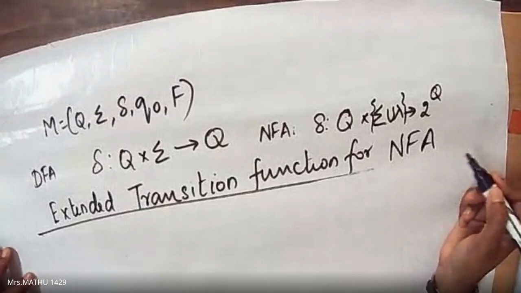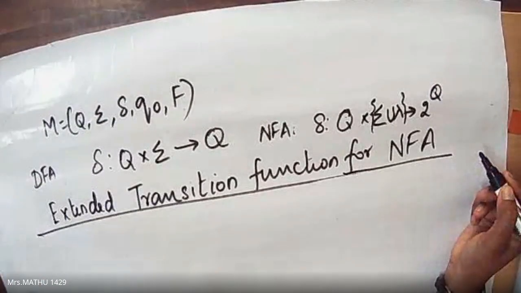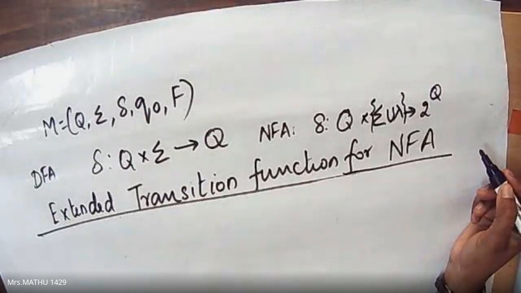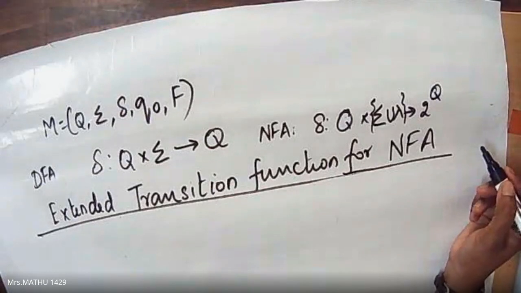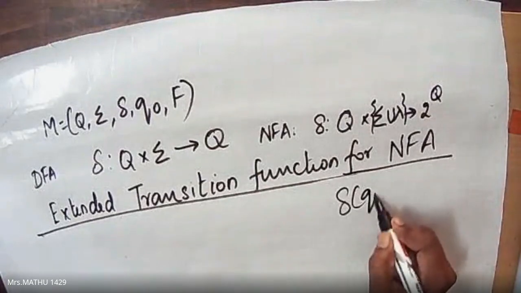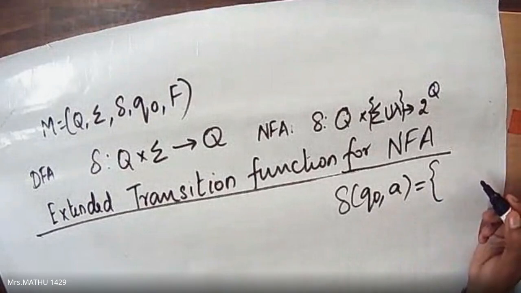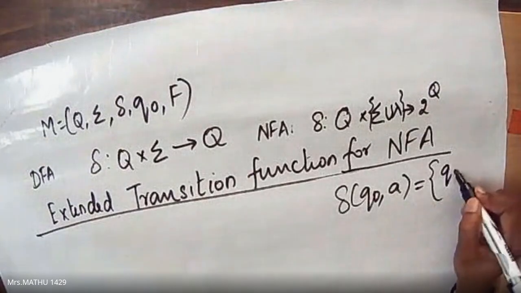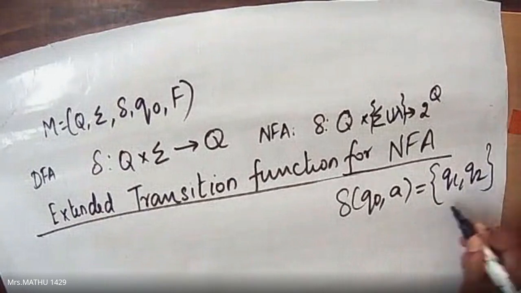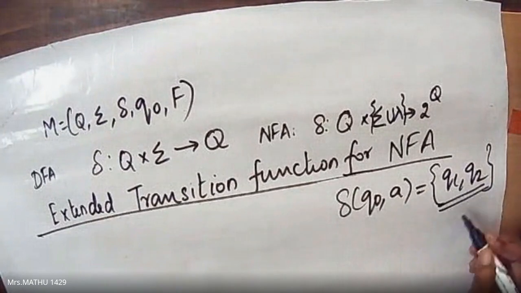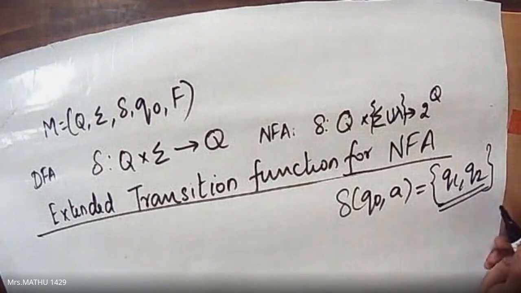So NFA, as you know, has some choice of moves. It is non-deterministic. There is no deterministic way to reach a particular state. So any transition you take may have more than one output state. It may go to Q1 or it may go to Q2. Like this, some possibilities, some choices of states, are available.